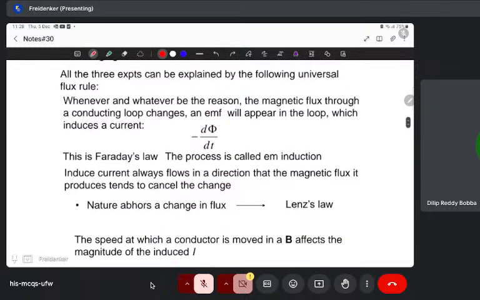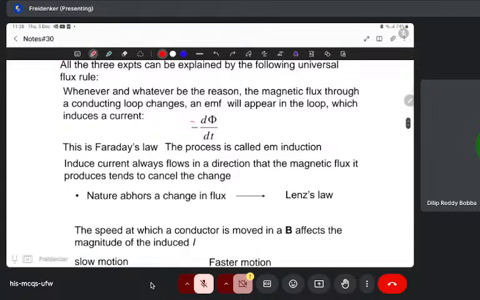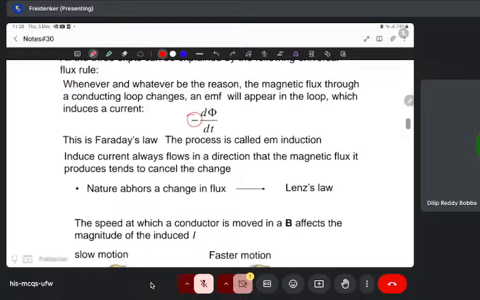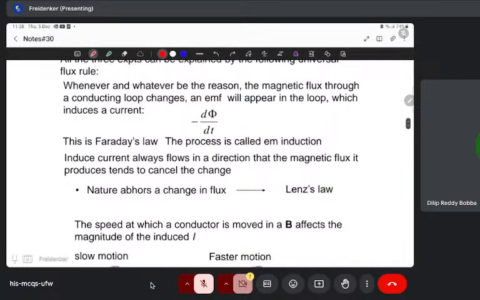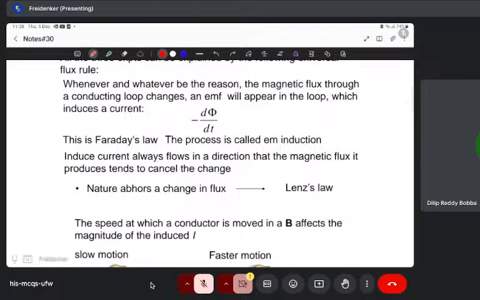This is called Faraday's law. Lenz's law is basically about this minus sign. So if there is a change in flux, that change will be opposed. Opposed is like it resists. Resists basically. Opposes. So this minus sign is basically Lenz's law. This entire thing is basically Faraday's law. So Faraday's law is that if through any closed loop, the magnetic flux changes, then you will get an induced current in such a way that the change in flux is opposed.